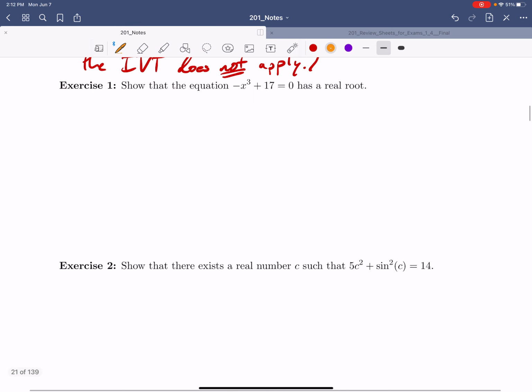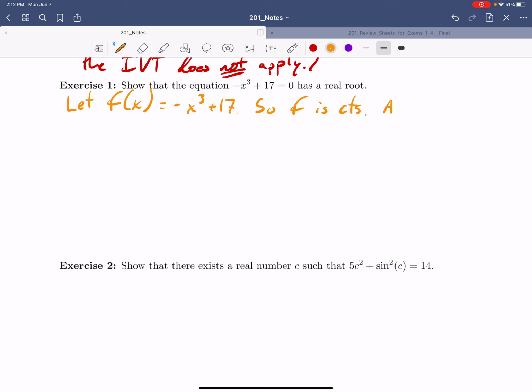All right, now let's scoot down to these problems. Same sort of thing. In this case, let f of x be defined by negative x cubed plus 17. So f is continuous everywhere. It's always important to say that. You have to say that.